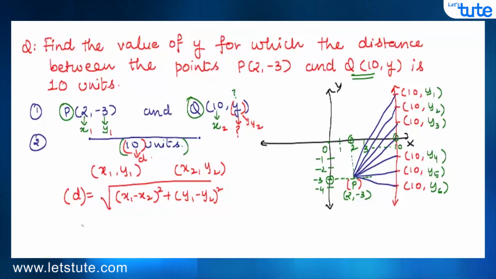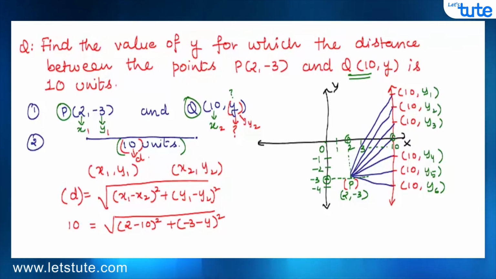Let's apply that. D is our 10, equals the square root of (x1, which is 2, minus x2, which is 10) squared plus (y1, which is -3, minus y2, which is y) whole squared. So we have to simplify this. Let's go down a bit.